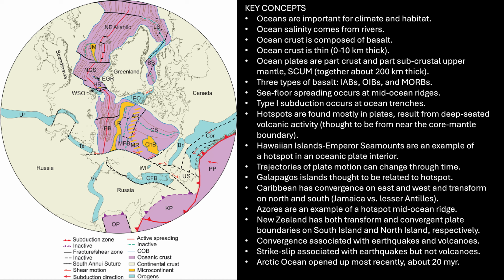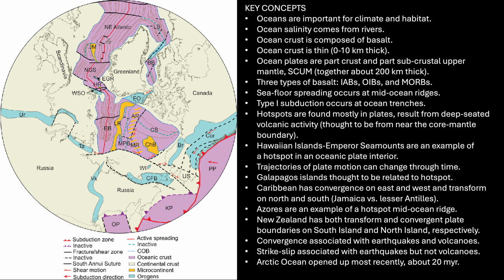YABs, OIBs, and MORBs. And seafloor spreading occurs at these mid-ocean ridges. You know that. Seafloor spreading is responsible for new crustal material. That material can get subducted when you get to interactions with continents or maybe even other ocean plates. And so that subduction is called type 1 subduction when you have ocean plate on ocean plate. And that occurs at ocean trenches, right? So like the Challenger Deep.